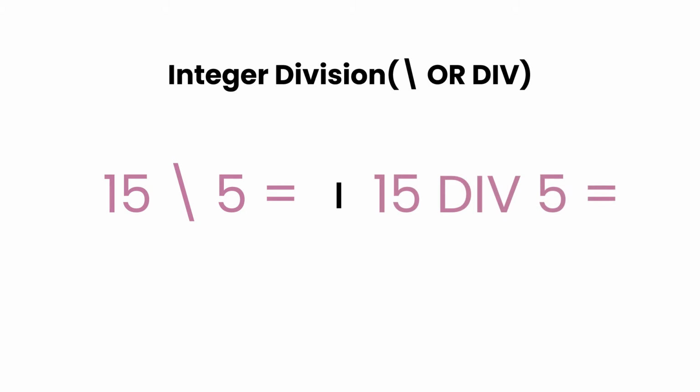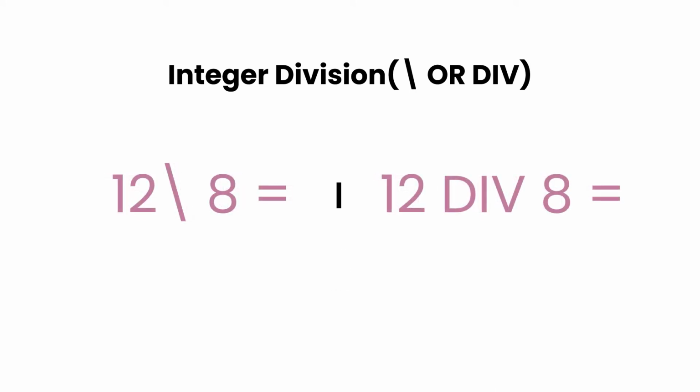Integer division is denoted with a backslash or div. For example, 15 divided by 5 can be written in both of these ways. Unlike real or floating division, integer division doesn't return whole numbers with a decimal, instead just returning the whole number part of a division. For example, 12 divided by 8 if we were using real division would give us an answer of 1.5, but using integer division gives us an answer of 1 because it ignores the decimal.